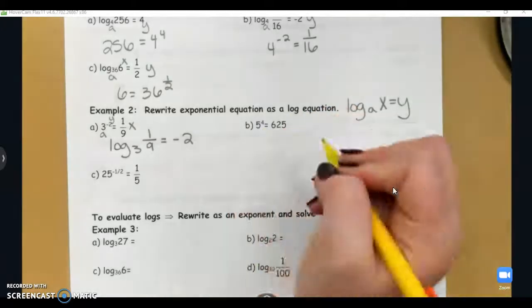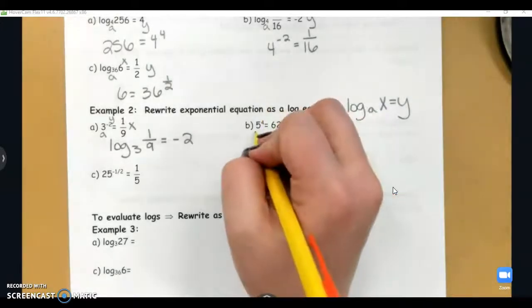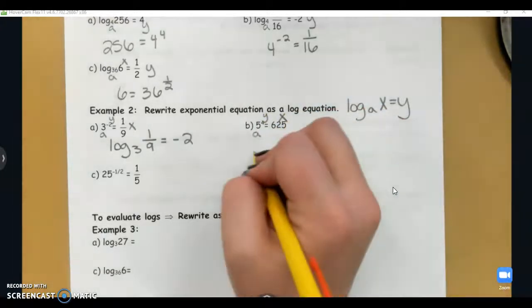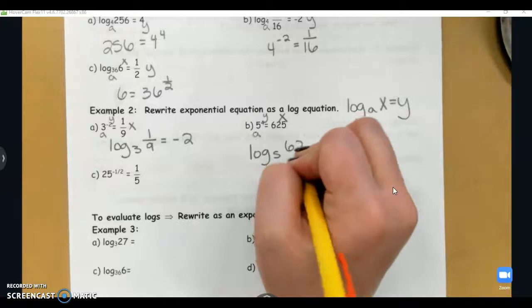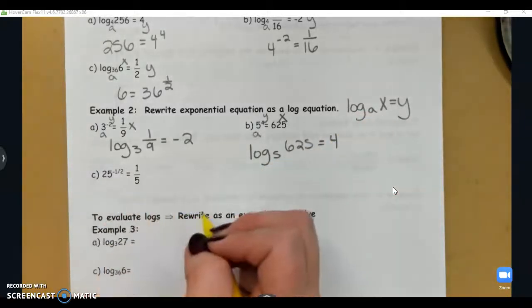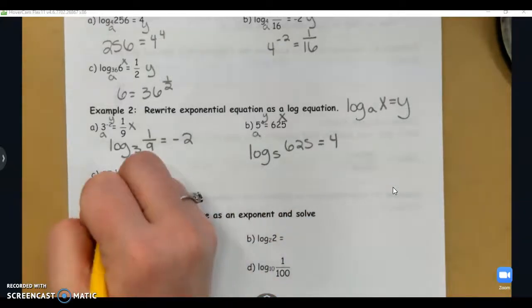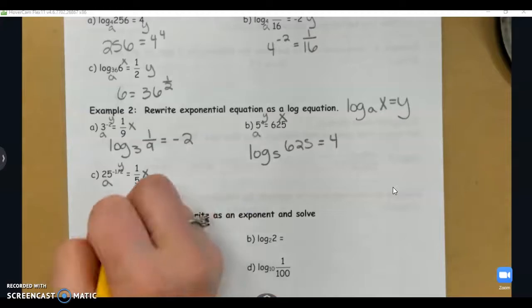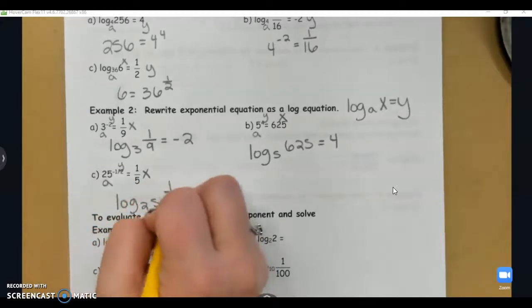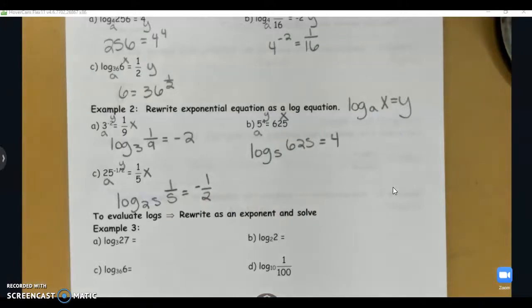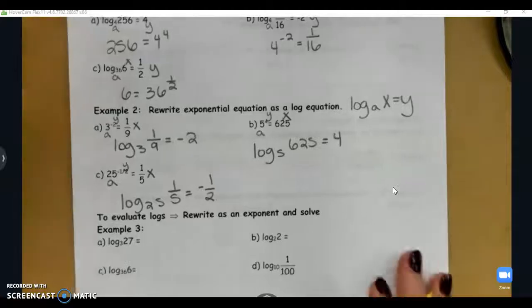On to B. 5 to the 4th power equals 625. 5 is my base, 4 is my exponent, x is my result. So log base 5 of 625 is 4. And lastly, 25 to the negative 1/2 power equals 1 over 5. My base is 25. y is my exponent. x is my result. So log base 25 of 1/5 equals negative 1/2. All right, so that is practice going both ways from logarithmic to exponential and now exponential to logarithmic form.